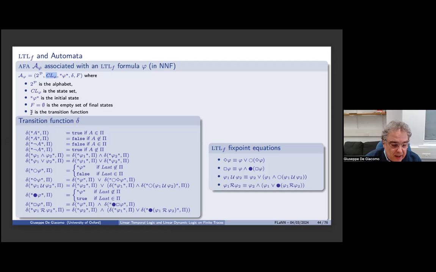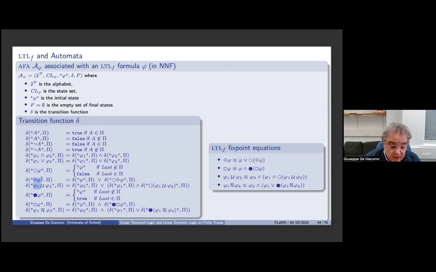And the transition function is written all here. Okay, so it's very, very small. And look what it does. Okay, so let me see certain cases. For example, next phi, what it says is that independently of what you read now, next your state will be phi, unless you are at the last moment of the trace, in which case it's going to be false. Okay, you fail.